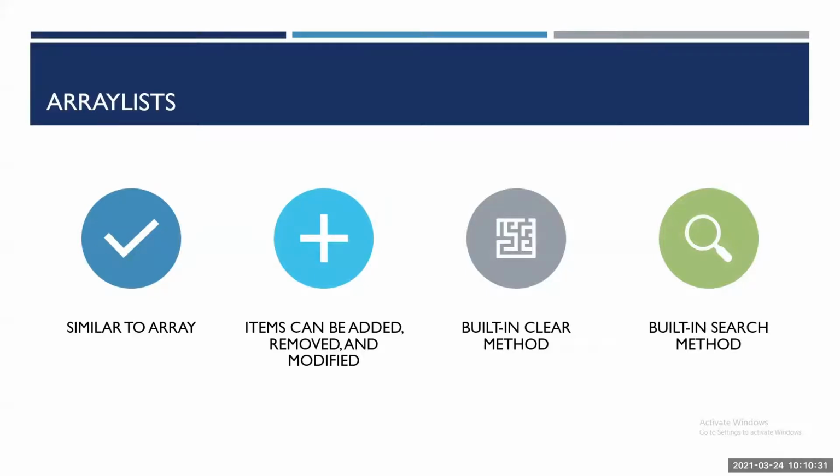Anyway, back to an array list. They're very similar to arrays. The difference is items can be added, removed, and modified. Arrays, you can modify things, but you can't add and remove objects. There is a built-in clear method, and there's a built-in search method. So there's a lot of benefits from using an array list over an array.